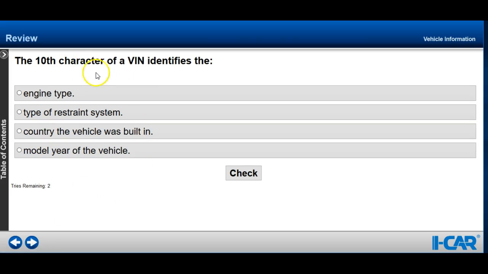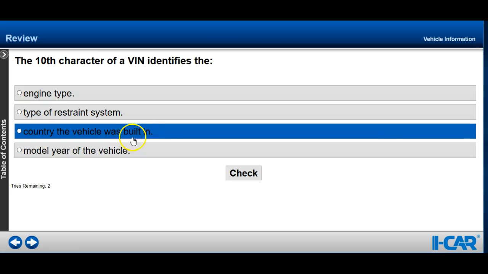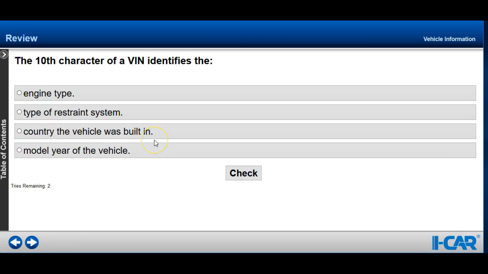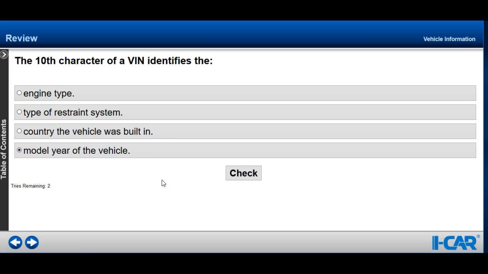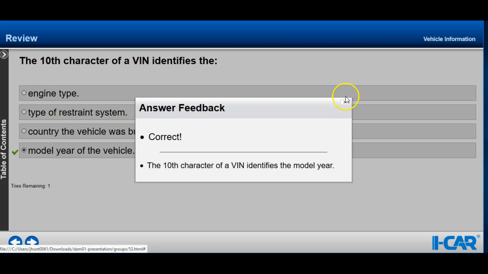All right, review. The 10th character of a VIN identifies what? So what does that 10th VIN do? This will be on your exit exam also. The 10th VIN, is it going to tell us the engine type, the type of restraints, the country the vehicle was built in, the model or year of the vehicle, and the answer is the model year of the vehicle. That's a good one to know. So let's remember the 10th character of a VIN identifies the model year of the vehicle. Okay? Good, we got it right.